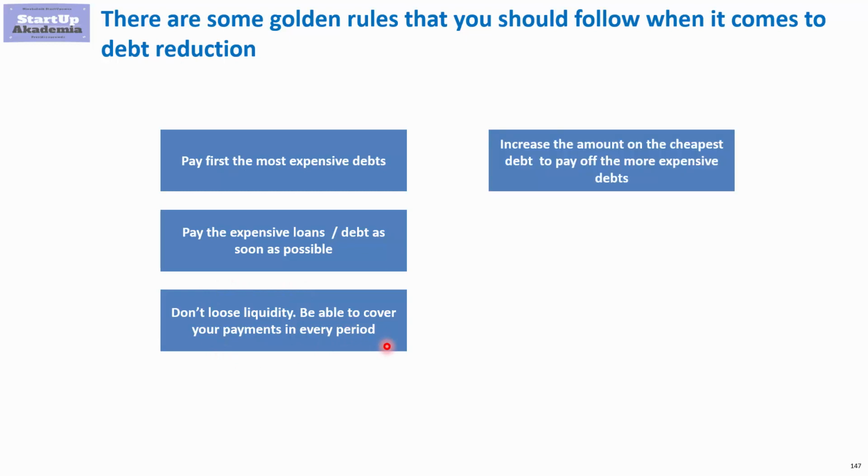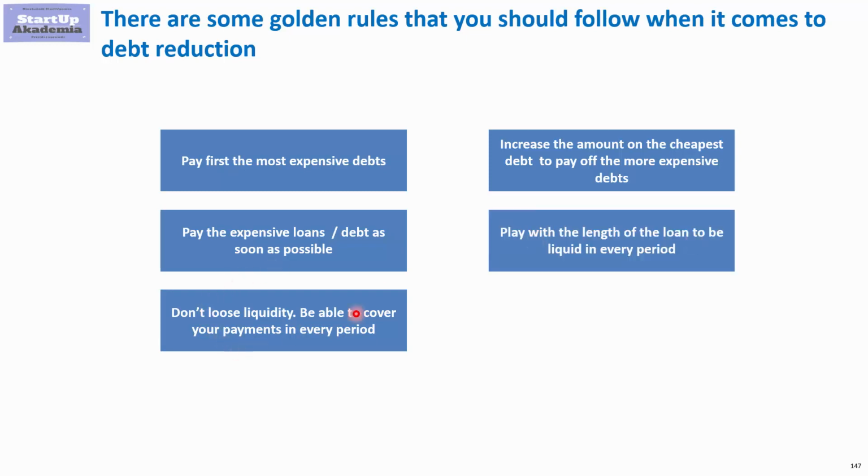Another rule that you should follow is to increase the amount of the cheapest debt to pay off the more expensive debt. Usually we suggest to enlist all the debts and to pay off the most expensive one in the first order. But sometimes you are not able to generate fast sufficient amount of cash to pay off the expensive debt. So you might, for a change, try to increase the size of your cheapest debt and use the money to pay the more expensive debt. Again, in this way, you will save a lot of money.